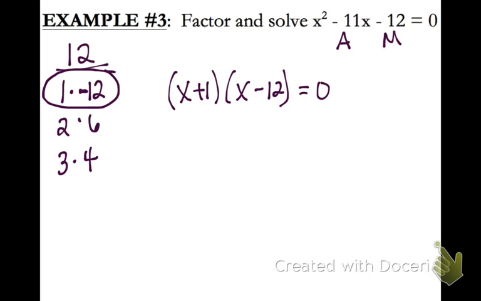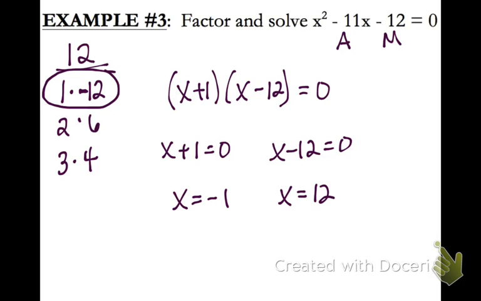If I'm going to solve it, I would set each of these equal to 0 and I would solve. So I'm going to subtract 1 over and add the 12 over.